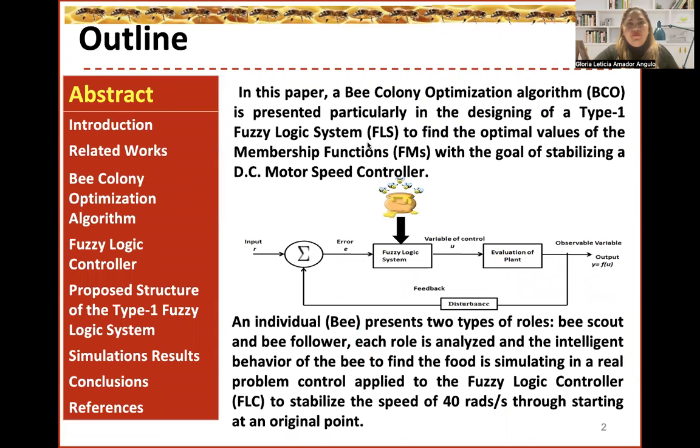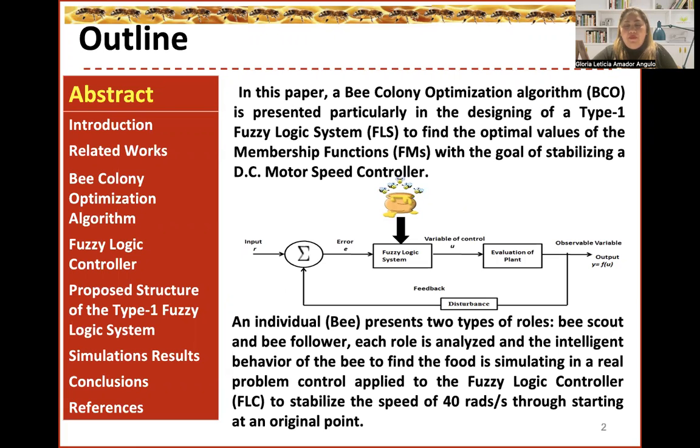We start with the abstract. In this paper, a Bee Colony Optimization algorithm is presented, particularly in the design of a type 1 fuzzy logic system to find the optimal values of the membership functions with the goal of stabilizing a DC motor speed controller.